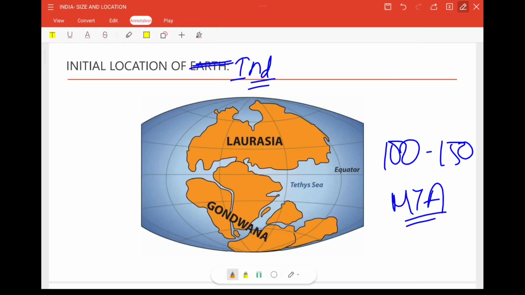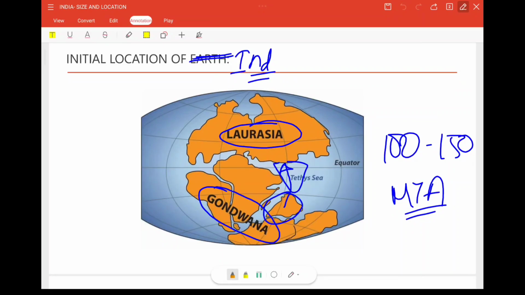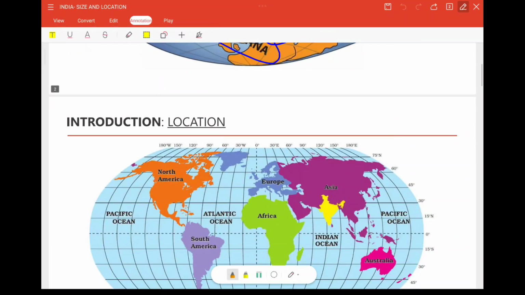India was located nearly south of the globe, and it was connected to a large landmass called Gondwana land, and then Gondwana land split into various large landmasses, and the part of India moved toward the north, and then it attached to the Laurentian landmass. Okay, I hope you understand this. Now let us move to our topic.